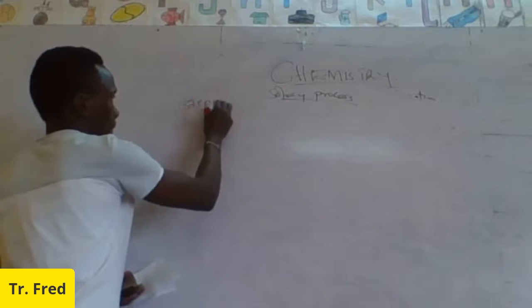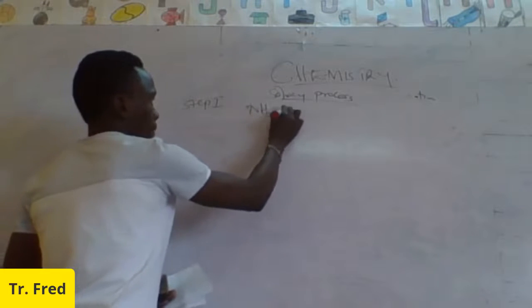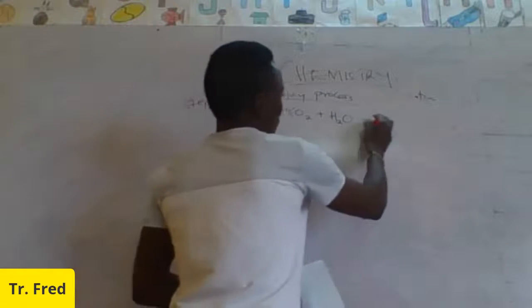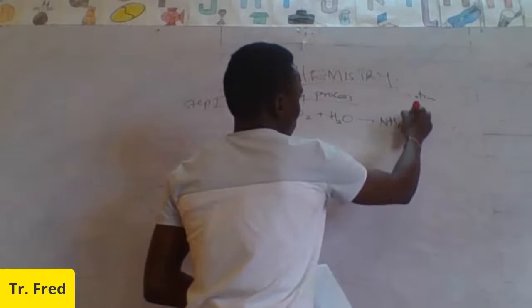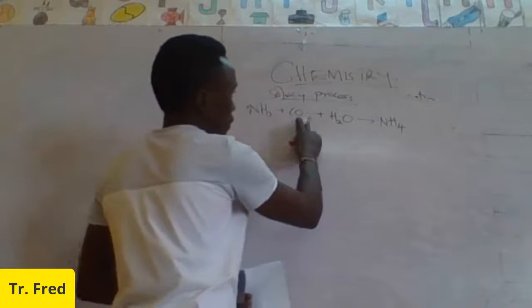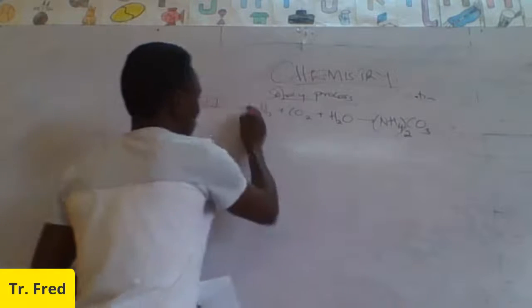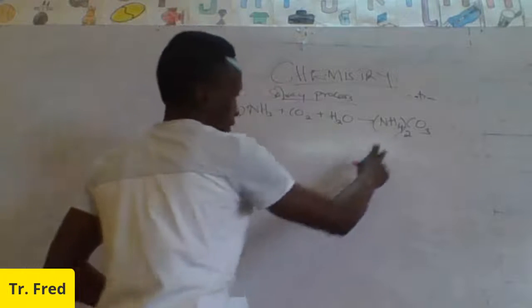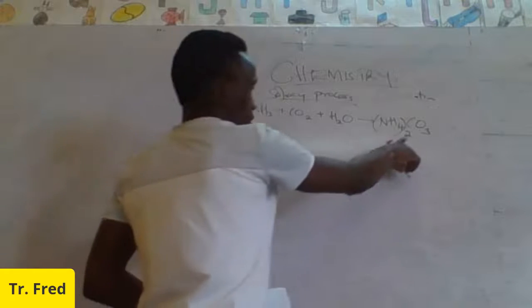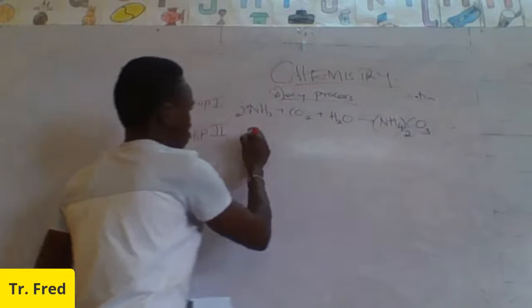Step one, we have seen a reaction of ammonia plus carbon dioxide plus water to give us ammonium carbonate. This is ammonia, carbon dioxide, and water. This is the first step. Step two, as we have said, you just react what you have gotten here with brine. So step two is a reaction of ammonium carbonate with brine.